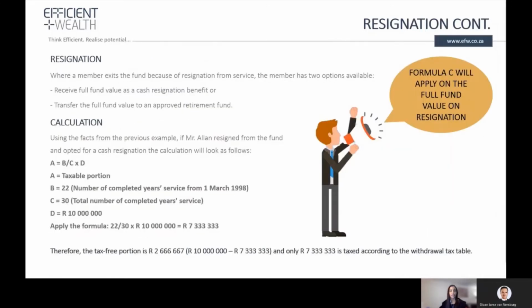Let's look at the resignation option. Where the member exits the fund because of resignation from service, the member has two options available: receive the full fund value as a cash resignation benefit, or transfer the full fund value to an approved retirement fund. Just to make a note that Formula C will apply on the full fund value on resignation.